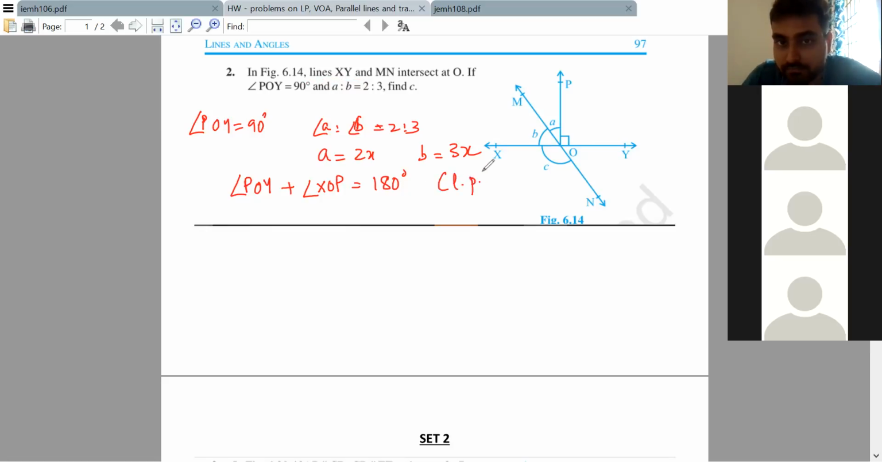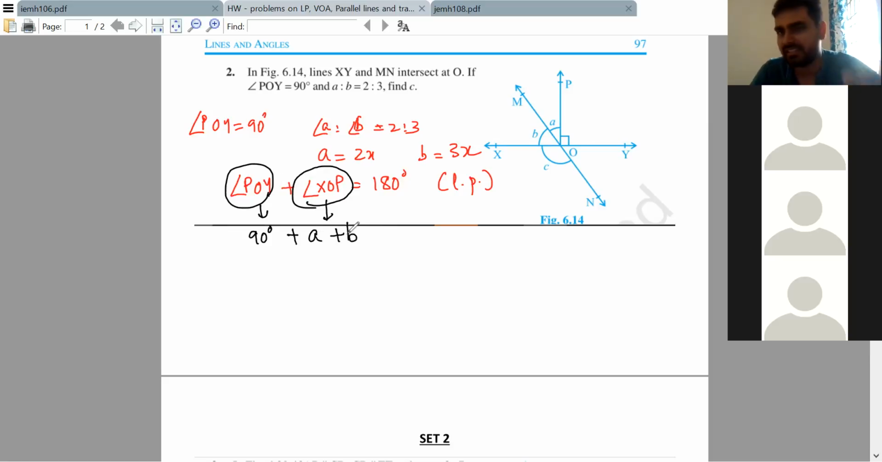Continue. Then, sir, angle A plus angle B plus 90 degrees, which is angle POY, is equal to 180 degrees, sir. Very good. So in place of POY, I'm going to write 90 degrees. In place of XOP is B plus A, so I'm going to write plus angle A plus angle B. I'll leave writing angle for now; in the end we can write it. It's equal to 180 degrees. Please continue, Sumaya.